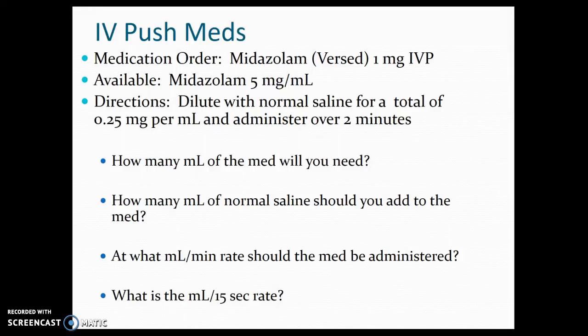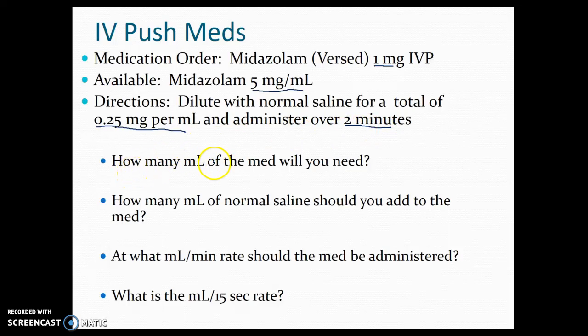We're going to take a look at an IV push problem. Let's look at the important information that is given to us. The medication is ordered, the name of the med is here, and the amount, 1 milligram, is an IV push. The strength, we see that the name of the med matches, and we have 5 milligrams per milliliter. And directions were to dilute with normal saline for a total of 0.25 milligrams per milliliter, and it also gives us an administration time of 2 minutes.